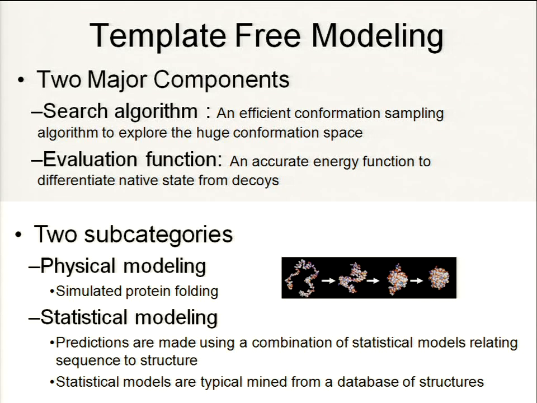There are two major components for template-free modeling. The search algorithm, which is an efficient conformation sampling algorithm to explore the huge conformation space. The evaluation function is an accurate energy function to differentiate the native state from decoys. We need to tell which decoy is the final result that is very near to the native state.